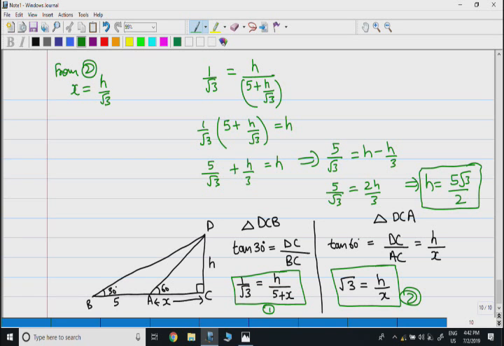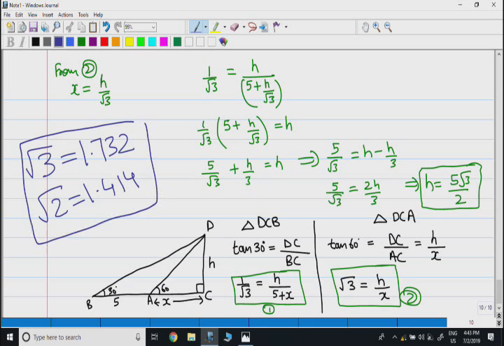But for the sake of good practice, just note down these two values. Root 3 is 1.732 and root 2 is 1.414. You should remember these two values whether it is given in the question or not. Root 3 is 1.732 and root 2 is 1.414. So I hope this is clear till now.